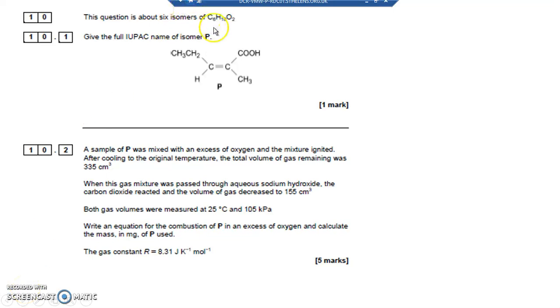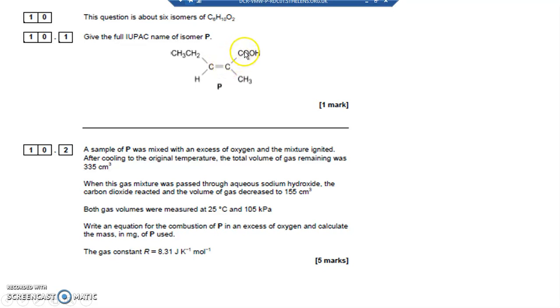Question 10 is about isomers of C6H10O2. We've got one of the isomers, P, here, and they want us to name it. So 1, 2, 3, 4, 5. It's pent. There are 5 in a line. Pentanoic acid, except it's not an anoic acid, it's not an ane, it's an ene. Pentenoic acid.